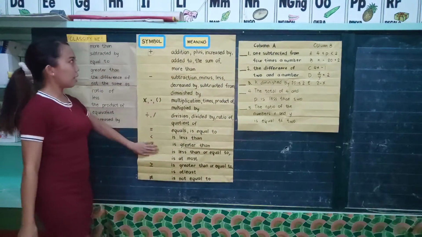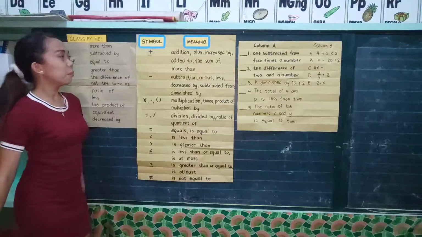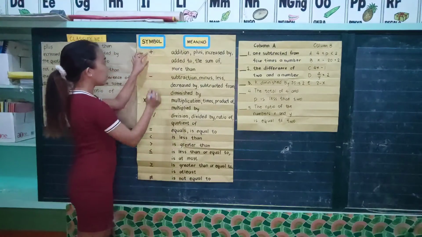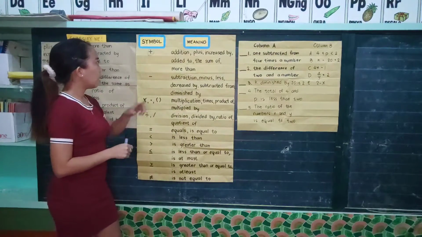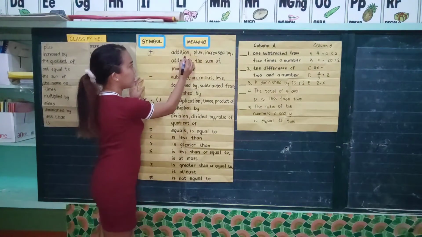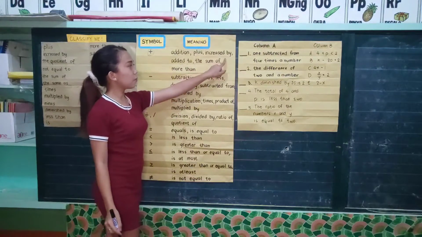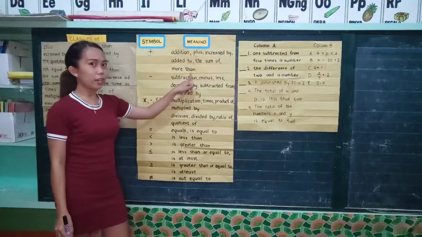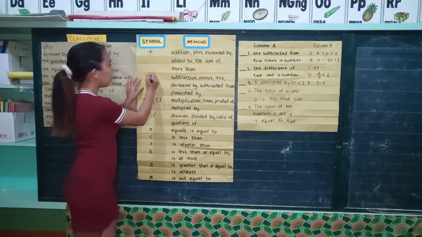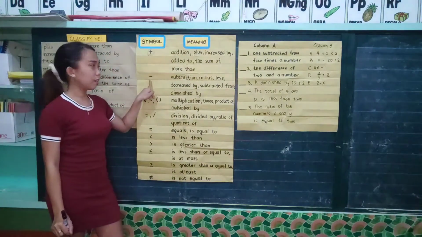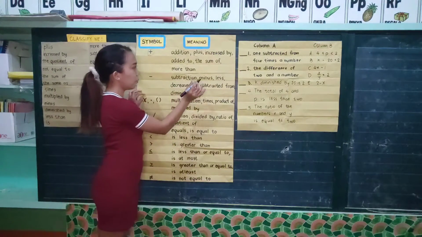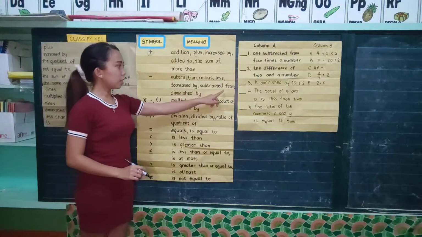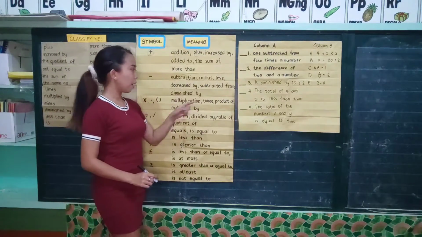Alright, so now I will show you these symbols and their corresponding meanings. So we have here the first symbol. It is the plus sign, and it means addition, plus, increased by, added to, the sum of, and more than. And the next symbol is the subtraction sign. So it means subtraction, minus, less, decreased by, subtracted from, diminished by.